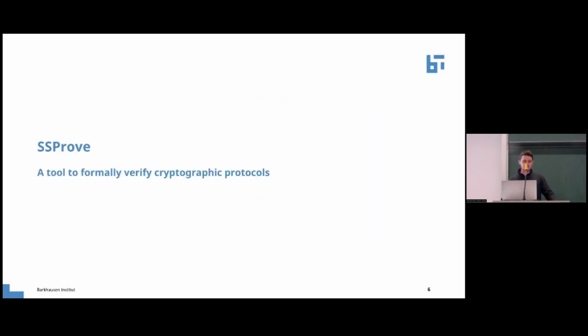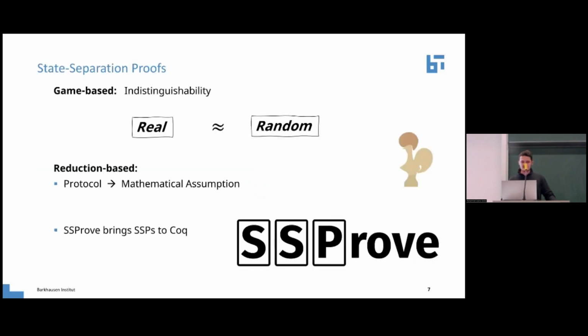And we use the SSProve library because it does exactly provide means of talking about semantic security. And the idea behind SSProve is essentially state separation proofs. That's where the SSP comes from. And this is a very common methodology in cryptography to provide some security. And the idea is twofold. The first is it is game-based, where we talk about indistinguishability.